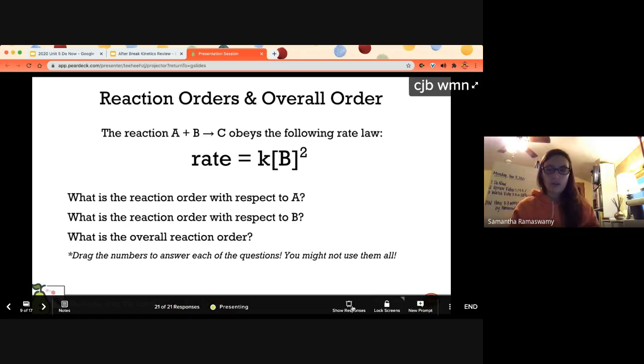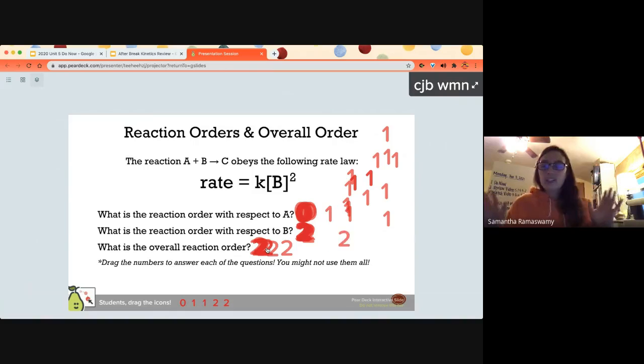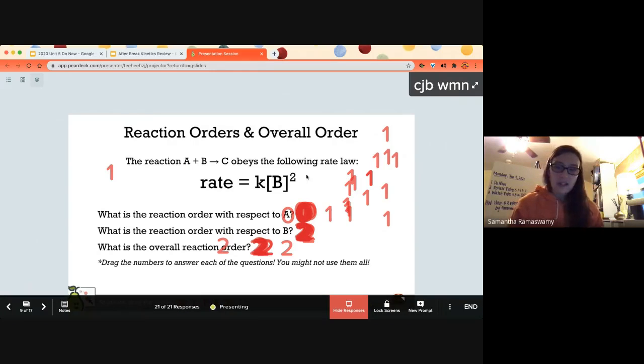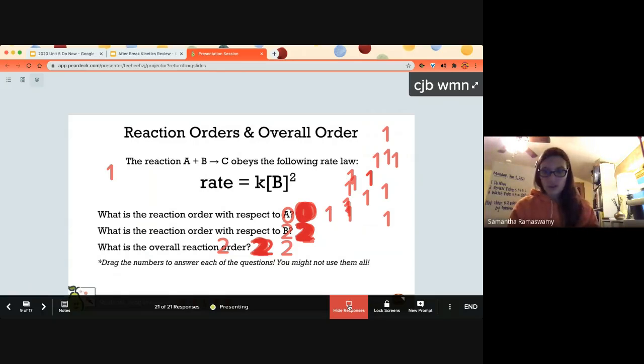So if we look at the responses, right? So notice we have 0, 2, and 2. Good. So A is zero order, right? A is not in the rate law. So even though it's a reactant, it's not in the rate law. That means it's zero order. That's why doing anything we want to A will not affect the rate. B is second order. The exponent tells us the order, and then the overall is when you add them up. Good. So again, use the rate law to figure out orders.